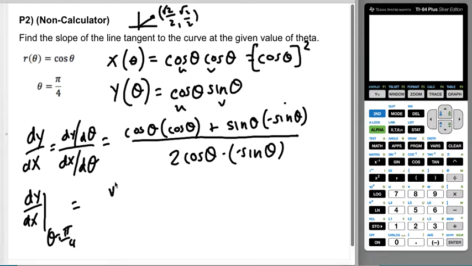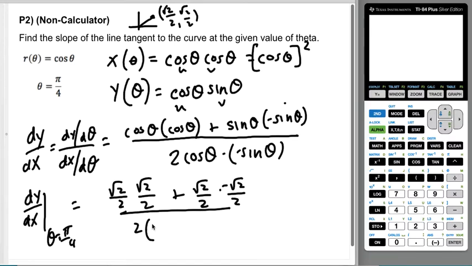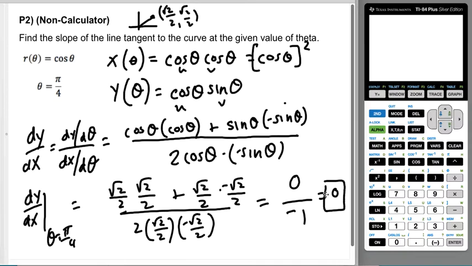So I get that this is a root 2 over 2 times another root 2 over 2 plus a root 2 over 2 times a negative root 2 over 2 all over a 2 times a root 2 over 2 times a negative root 2 over 2. Well, the numerator ends up being a 0 because this number and this number are the same. So I end up getting a 0 on top of what seems to be a negative 1. So I just get 0, and that's it.